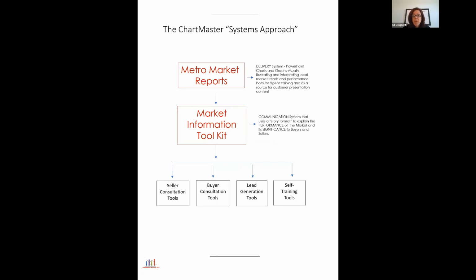The toolkit is where you can find all of your listing presentation, your buyer presentation. We actually have postcards in there. There are a lot of tools for you to use in the toolkit also. So this is just to let you know there are two sets of information uploaded every quarter.